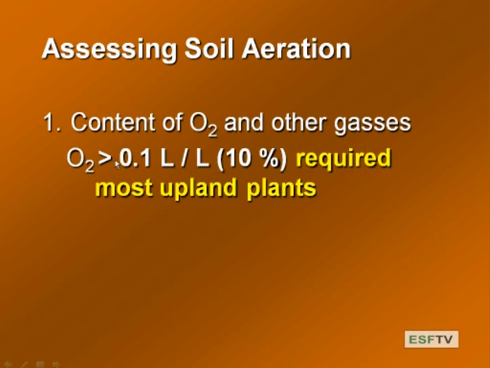So generally, most upland plants require 10% oxygen. Okay? If you get below 10% oxygen in the soil atmosphere, it's not very favorable. So this is an important number. This 10% oxygen is a concentration. Once you drop below that in the soil, you start to reduce the activity of aerobic organisms. Okay, so 10%, expressed here as 0.1 liter of oxygen per liter of volume of soil.